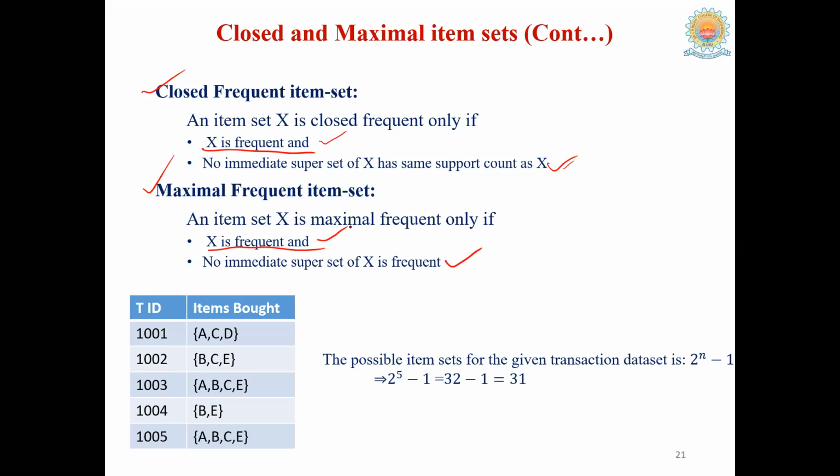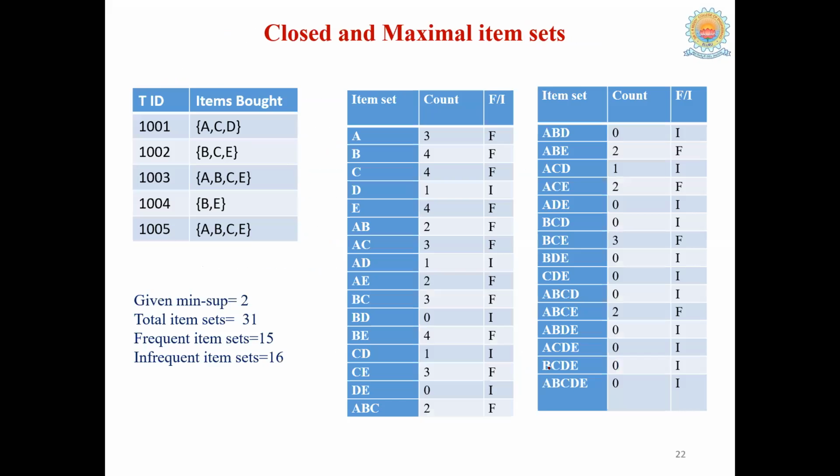X should be frequent. So in order to decide whether the item set X is closed frequent or maximal frequent, first it should be a frequent item set. That is the first step. Let us go into detail by taking an example. Here is an example data set, and by substituting in the formula, we have 31 subsets. All these are the 31 subsets. Out of the 31 subsets, first we need to decide.